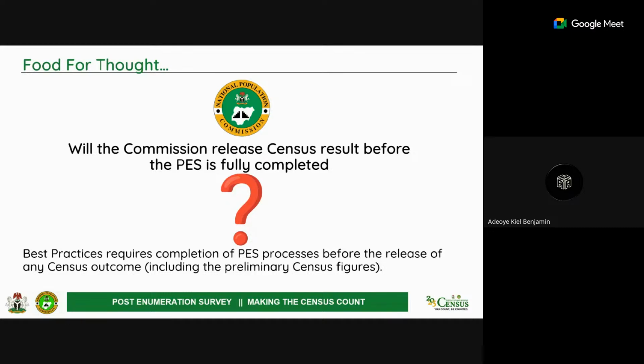From the experience of the UK, who conducted their census in 2021, they say no census results is released until after the PS is complete. And after about a year, when they would have been able to compare them and do the necessary things that the PS is meant for, then the results are released.